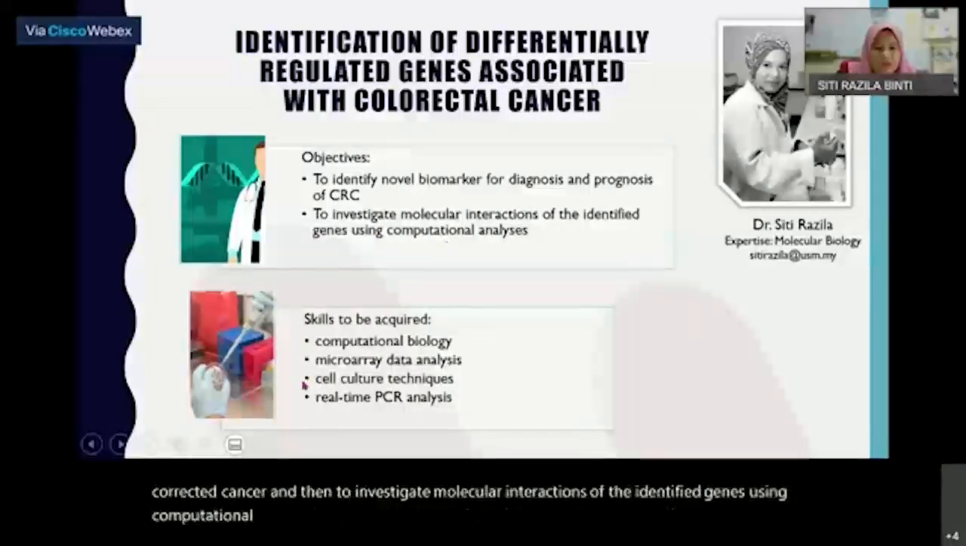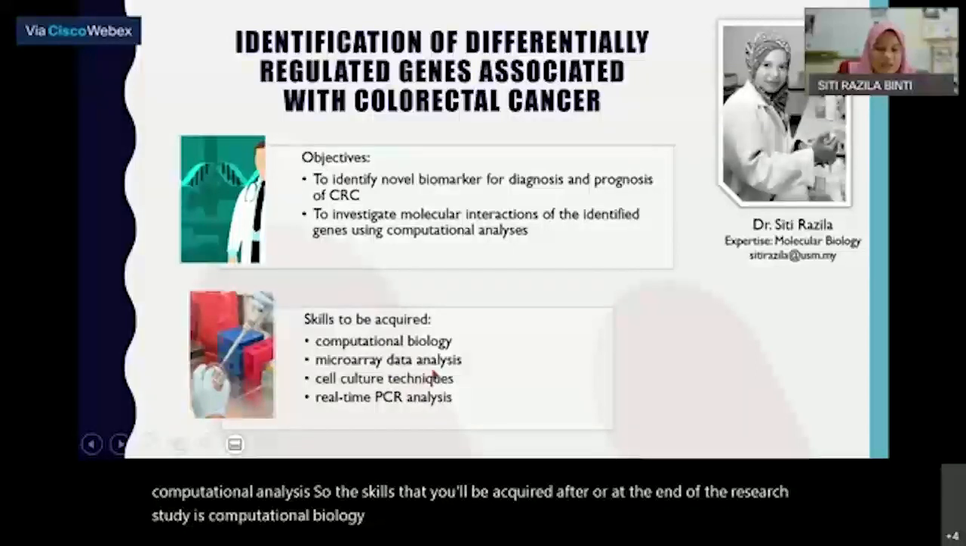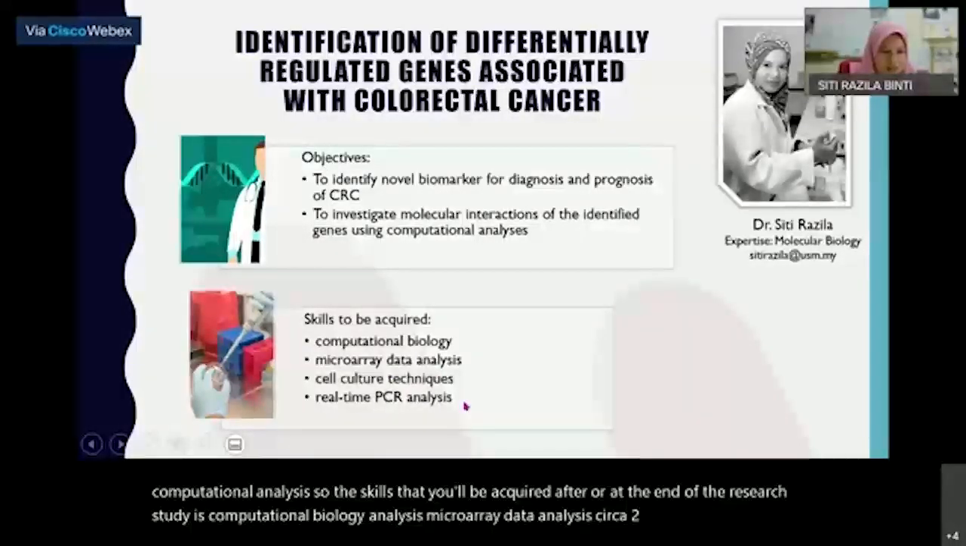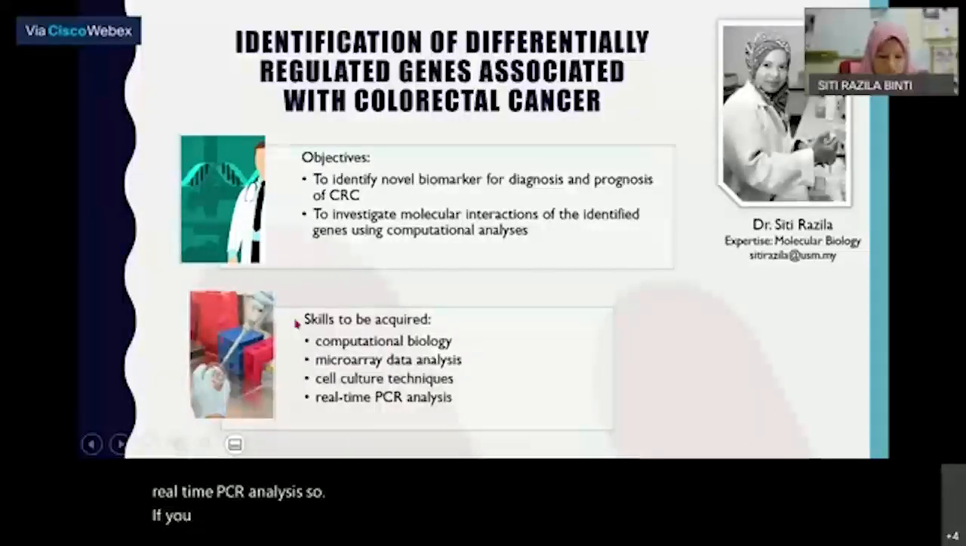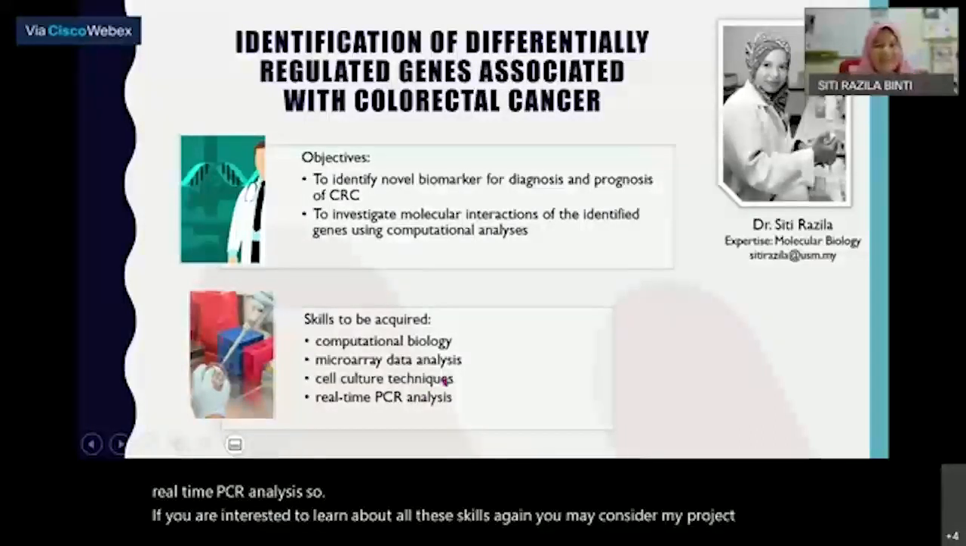So the skills that will be acquired at the end of the research study are computational biology analysis, microarray data analysis, cell culture technique, as well as real-time PCR analysis. So if you are interested to learn all these skills, you may consider my project and be supervised under my supervision. All right.